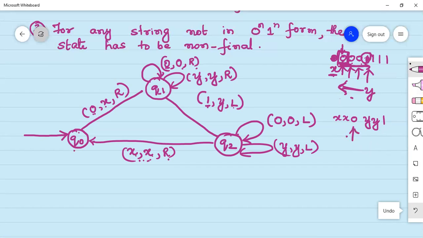So again I am at q0 here, correct? Once you are at q0 on 0, what will happen? 0 is replaced by x. So this becomes x and I go to state q1.